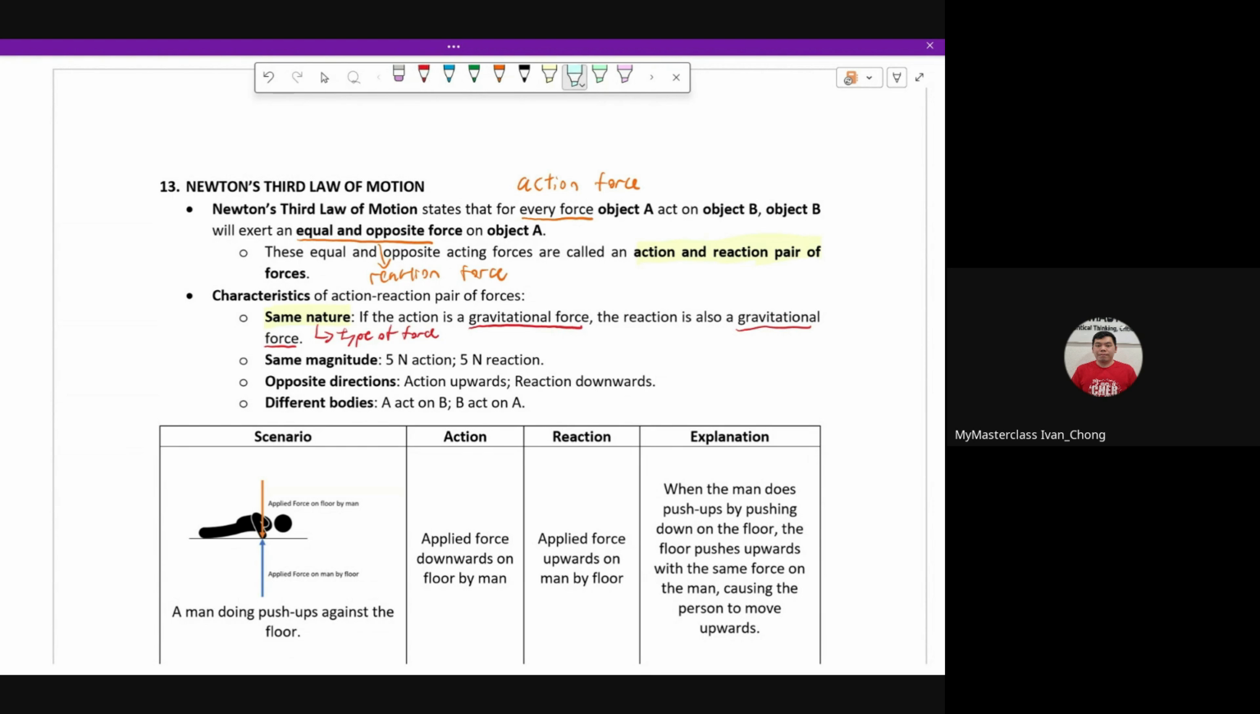Now, next is that they must have the same magnitude. 5 Newton action, 5 Newton reaction, same thing. And they are going to act in opposite directions. One will be up, one will be down. Or your action is left, your reaction is right.